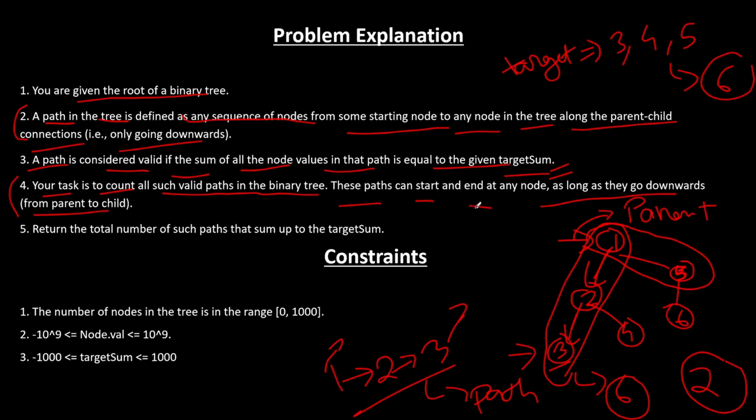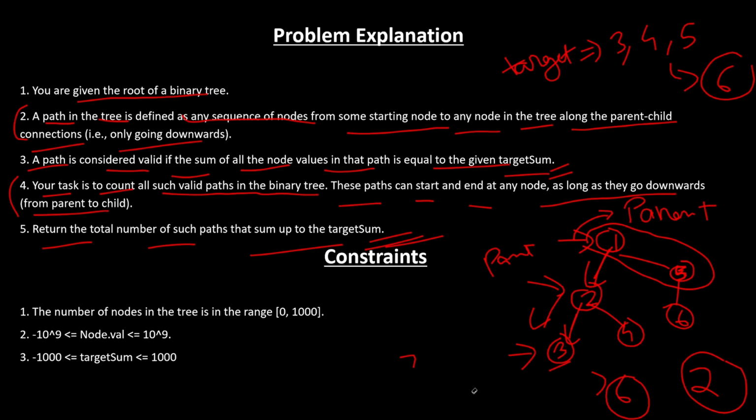We don't only have to start from the root node. We could start from any node, but if we start from 2, this becomes a parent node, and you go further downwards, not upwards. You have to go just downwards, to the children of that particular node. And you return the total number of such paths that sum up to the target sum. The question is pretty easy. I hope you understood.